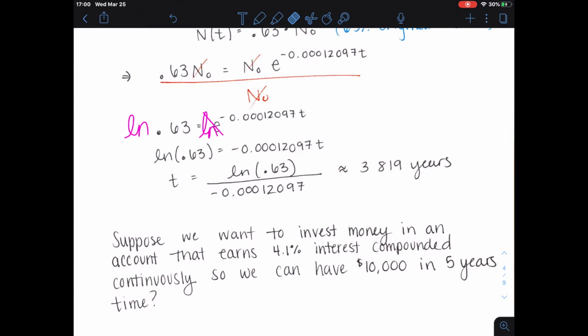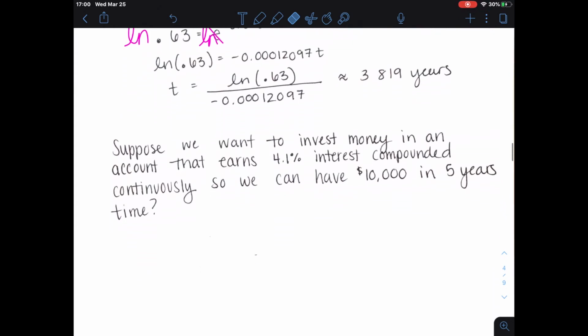So we can utilize this. We learned about continuous interest last time. So we saw if your interest is compounded continuously, we had that A equals that initial amount, your principal, times e to the rt. So what we want to do now is suppose I know how much my interest is, and my goal is to get a specific amount of money. So maybe we want to invest money in an account that earns 4.1% interest compounded continuously, so that in 5 years, I'm going to have $10,000. How much am I going to have to invest into this account to make that happen?